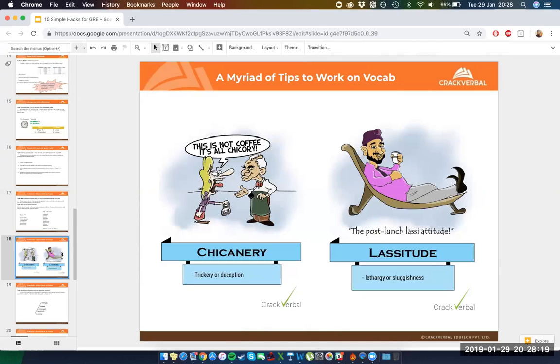And here you have somebody who is in the zone with that, right? They're having a lassi after lunch, right? And chilling out after, and being in a zone where they don't really seem like they're ready for any new work. So situational context of the word lassitude, and post-lunch lassi attitude, right? Something to remember on that front. That sounds a bit like the word lassitude as well.